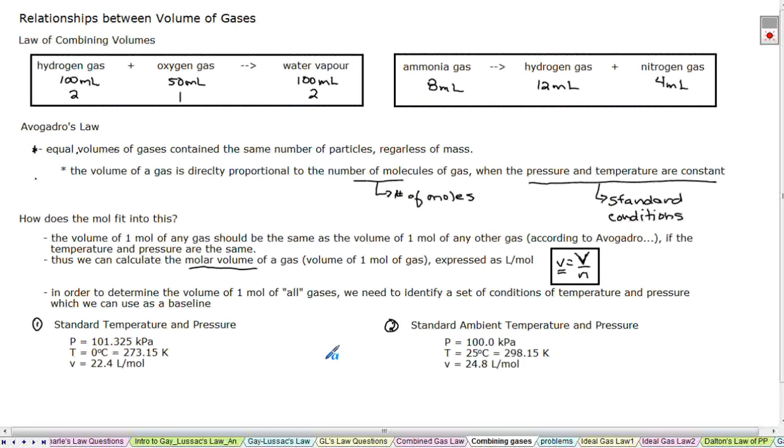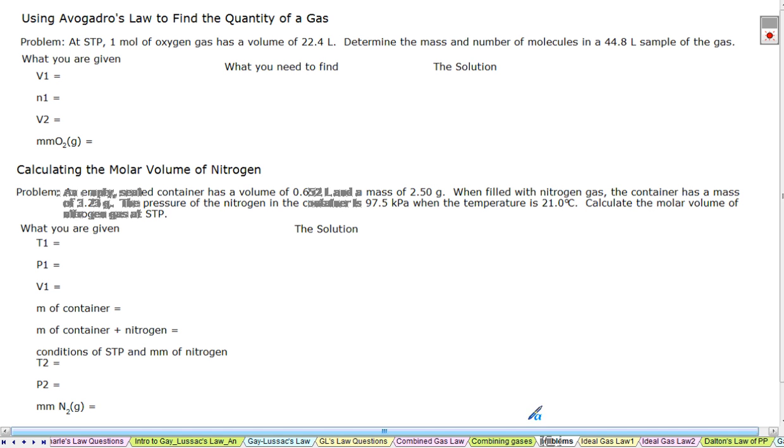And this is going to become important later on when we start looking at the ideal gas law and Dalton's law of partial pressures. So what we're going to do right now is jump to some problems. Look at a couple problems here. The first one: at STP, 1 mole of oxygen has a volume of 22.4 liters. So my volume is 22.4 liters, and my number of moles is 1 mole. Determine the mass and number of particles in a 44.8 liter sample of the gas.